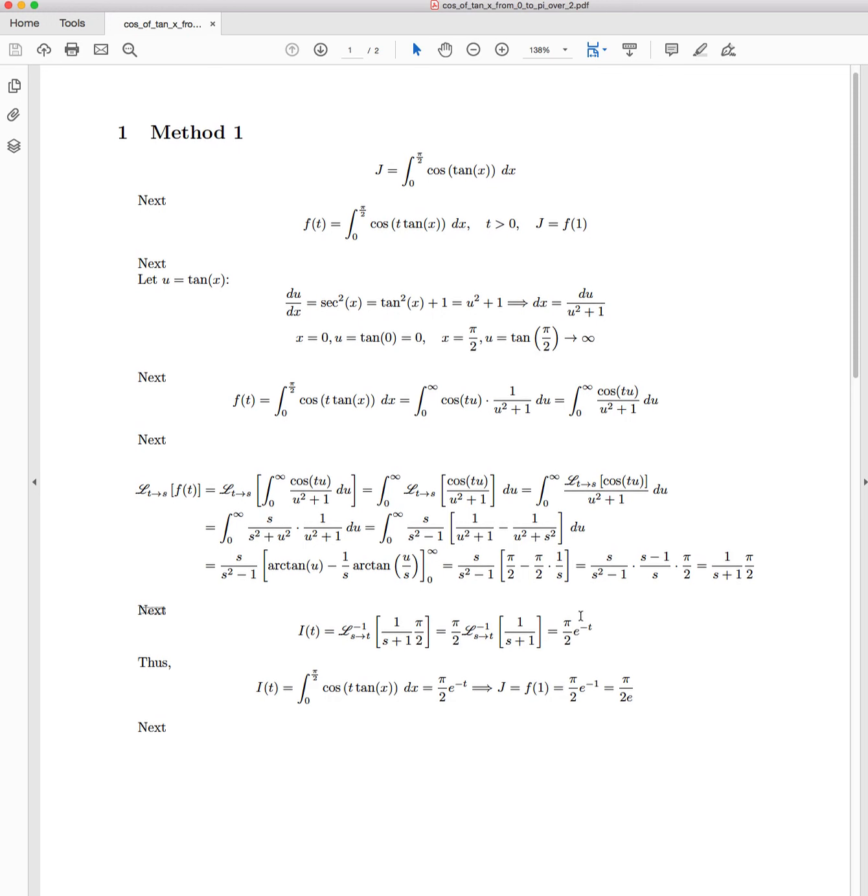So we now have the solution to our more complicated expression. We have two integrals here. I mean, it's the same integral repositioned in two different ways. The integral from 0 to pi over 2 of cos of t tan of x dx is equal to pi over 2 e to the negative t, and equally, the integral from 0 to infinity of cos of t u over u squared plus 1 du is equal to pi over 2 e to the negative t.